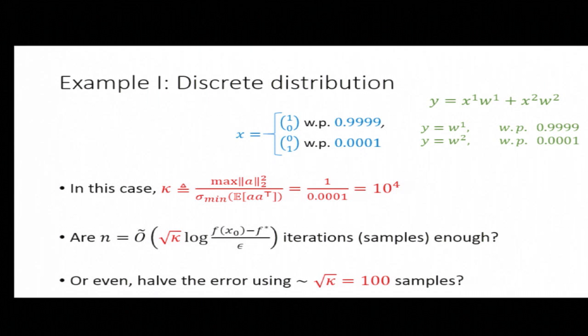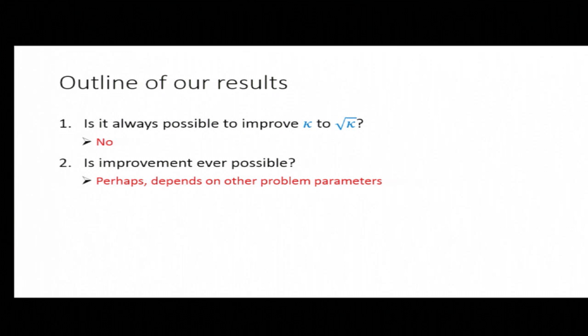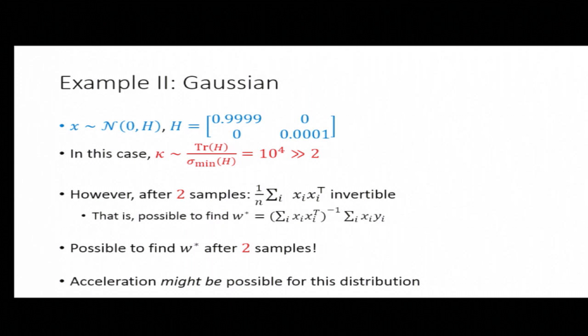So does that mean that for all distributions we are doomed? Well, luckily that's not the case. There are some nice distributions for which we can do much better. So let's consider a simple Gaussian case where, again, you have exactly the same covariance matrix. It has condition number of 10 to power 4.